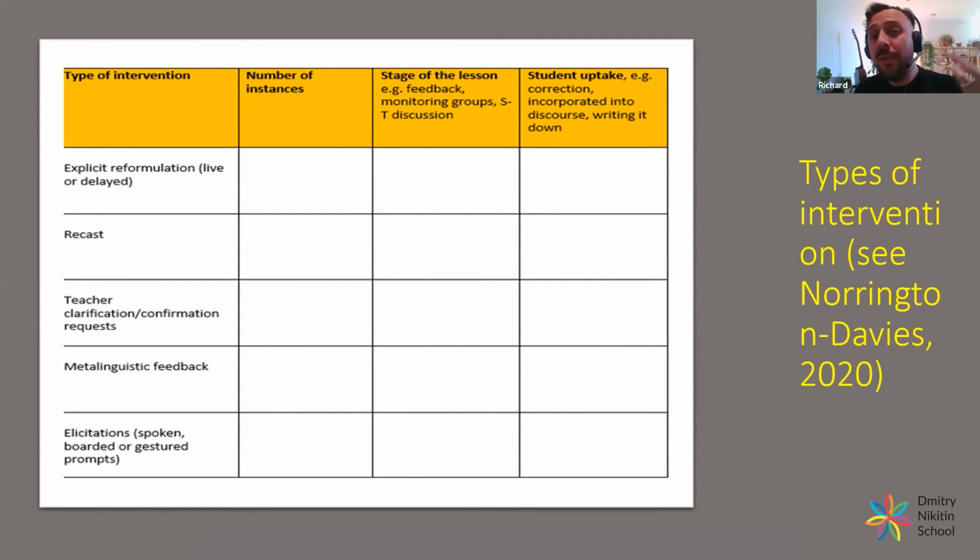Oh, you went there yesterday. Yeah, when the teacher echoes back the correction, we would call this a recast. The third one on our column is teacher clarification or confirmation request.